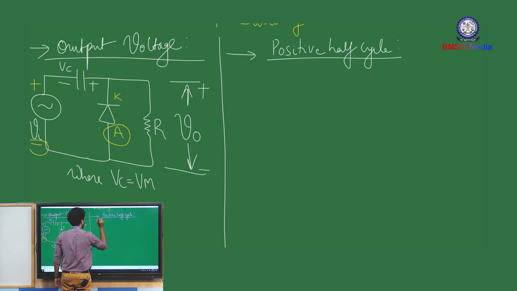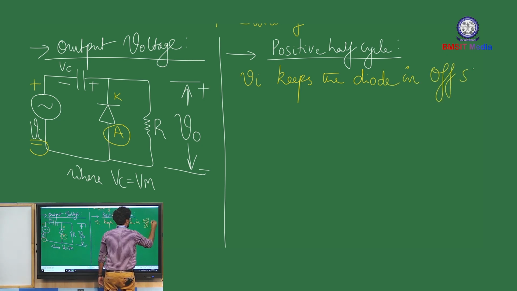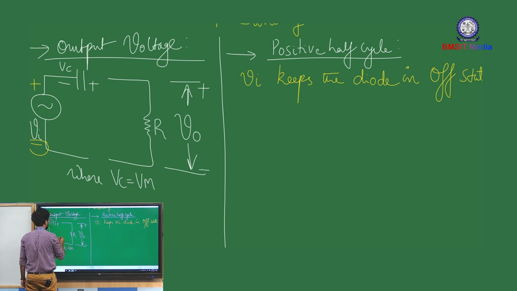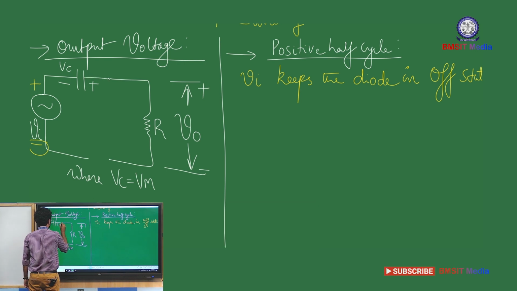So during the positive half cycle, Vi keeps the diode in the off state. What do you mean by off state? Off state is nothing but reverse biasing mode. So once the diode is reverse biased, you can replace the diode terminals with an open circuit equivalent. This is where the diode was present, and now you are going to remove it with an open circuit equivalent.